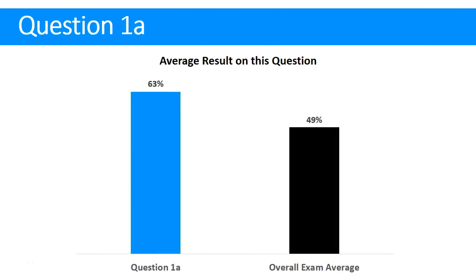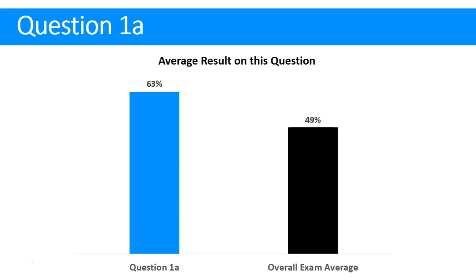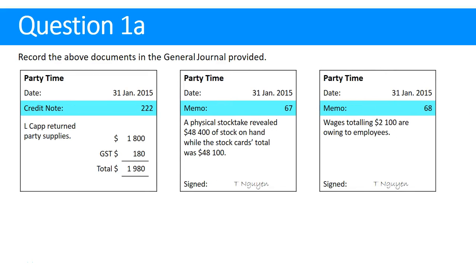The average result of question 1A was 63%, so quite a way above the exam average of 49. And what we were asked to do was record the 3 documents we were given in addition to the journals that we were also given. And it says, can we enter these in the general journal provided?